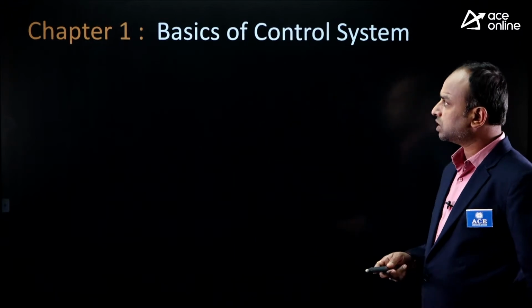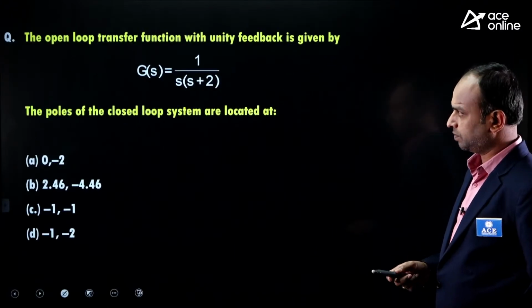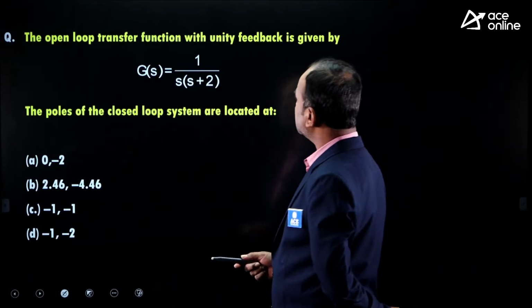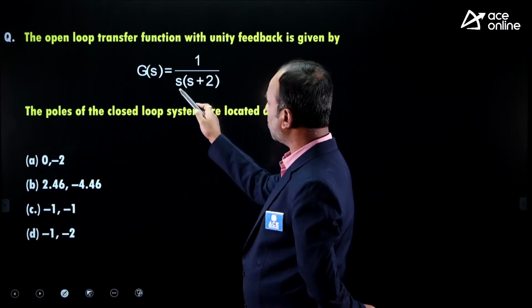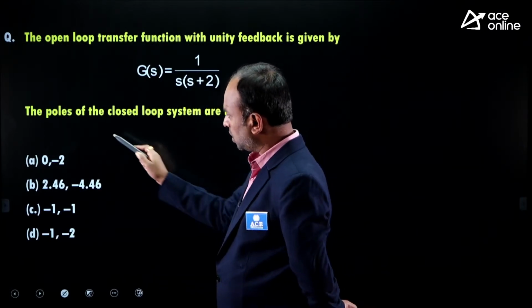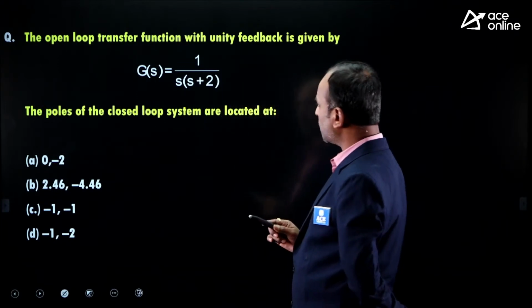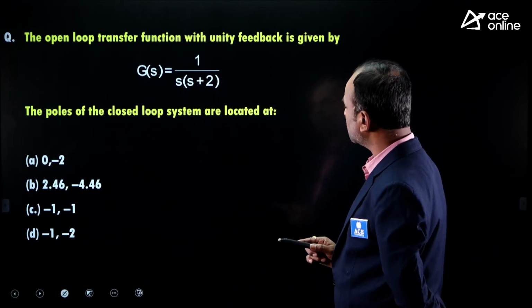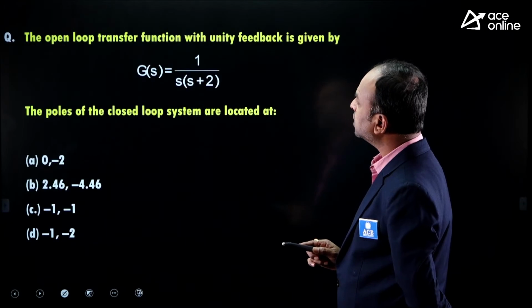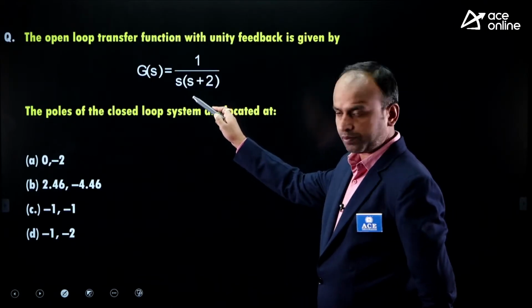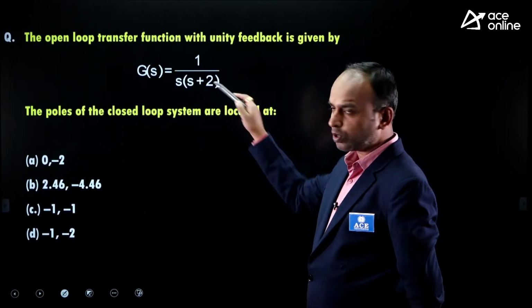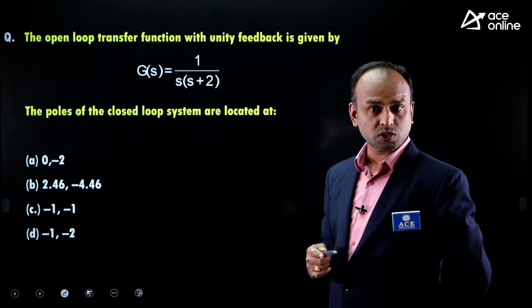Now we'll discuss some questions. The open loop transfer function with unity feedback system is given. The poles of the closed loop system are located at what? This is the open loop transfer function I am writing here. The examiner gives the open loop system and is asking about the closed loop system.